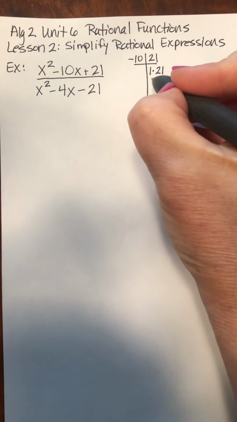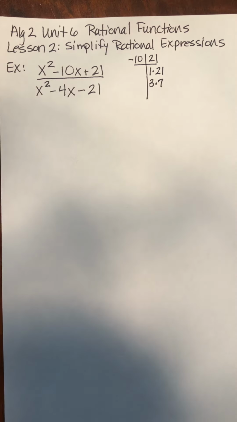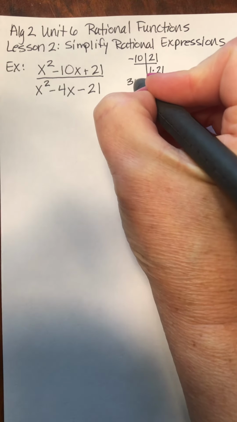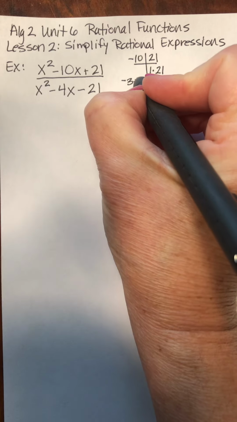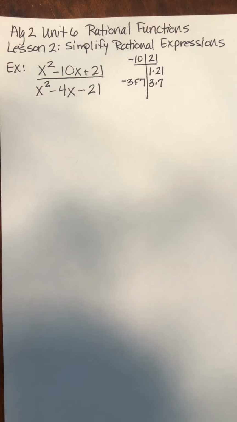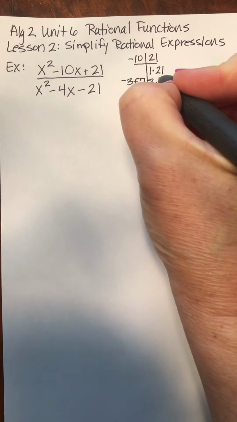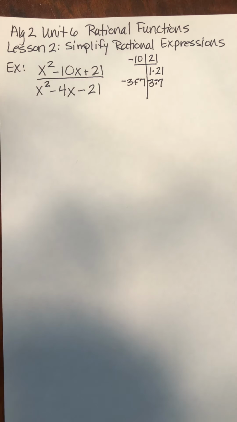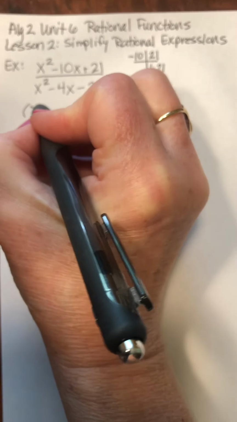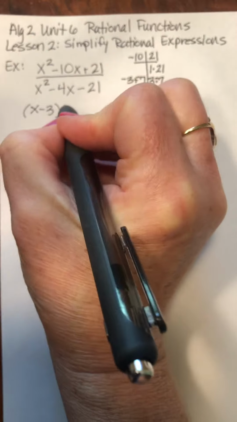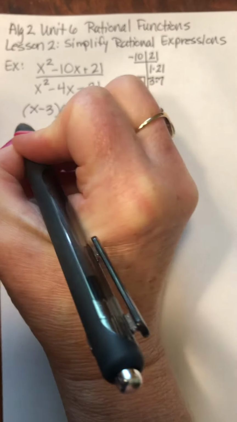We know 1 times 21. We know 3 times 7. Well, which pair would give you a negative 10 if you added them or subtracted them? Well, 3 plus 7 gives you a positive 10. And so when that happens, you know that you need to make both numbers negative. So that's going to be negative 3 and negative 7. So that'll give you a negative 10. Also, negative 3 times negative 7 is going to give you positive 21. So I know I can factor the top of this problem into x minus 3 times x minus 7.